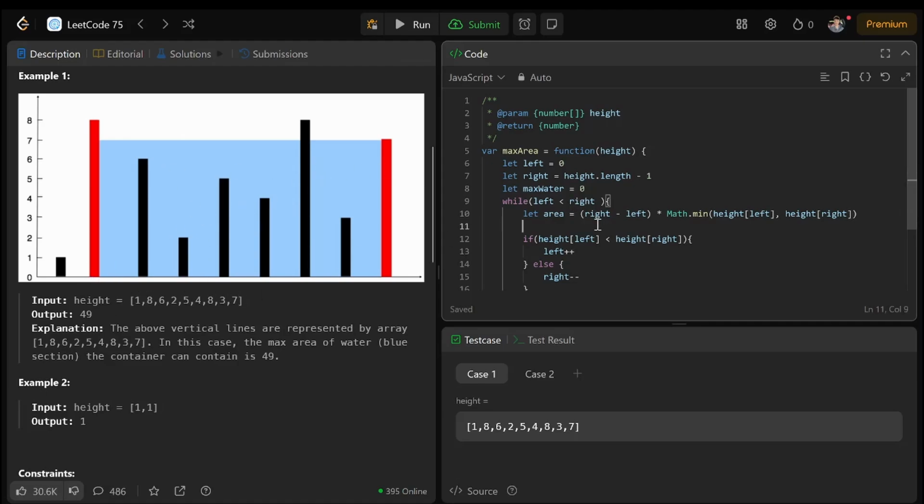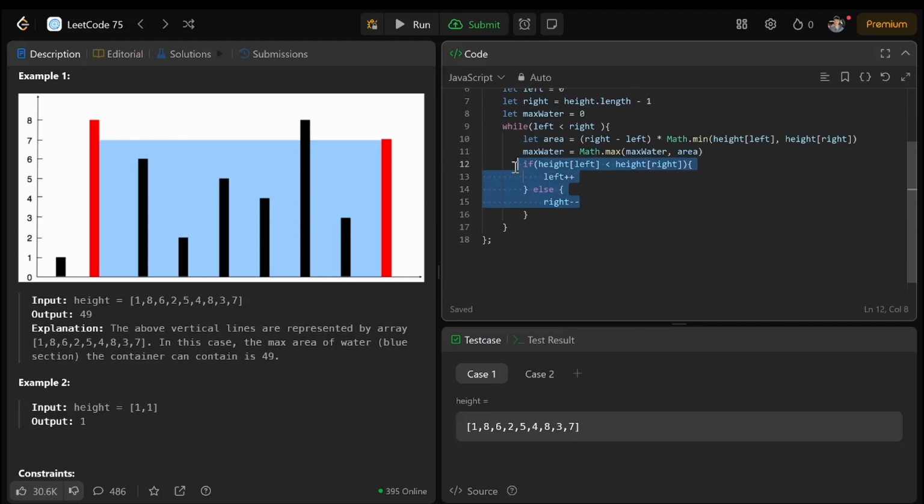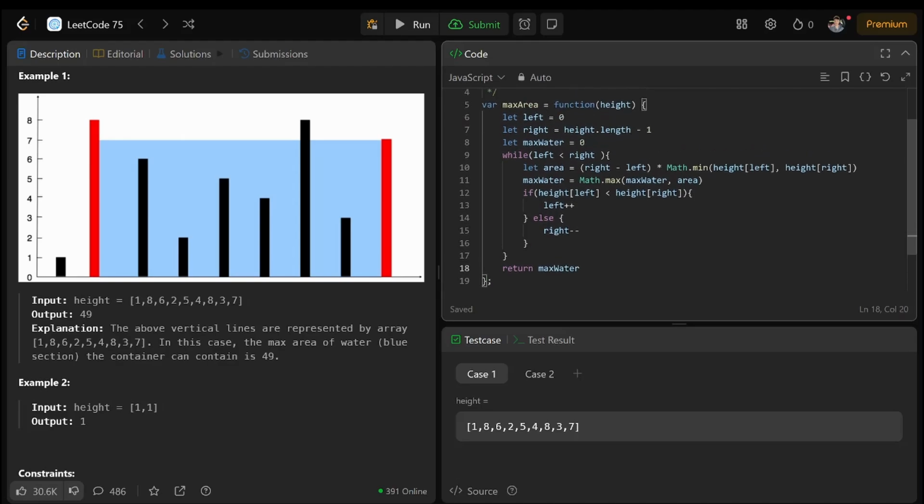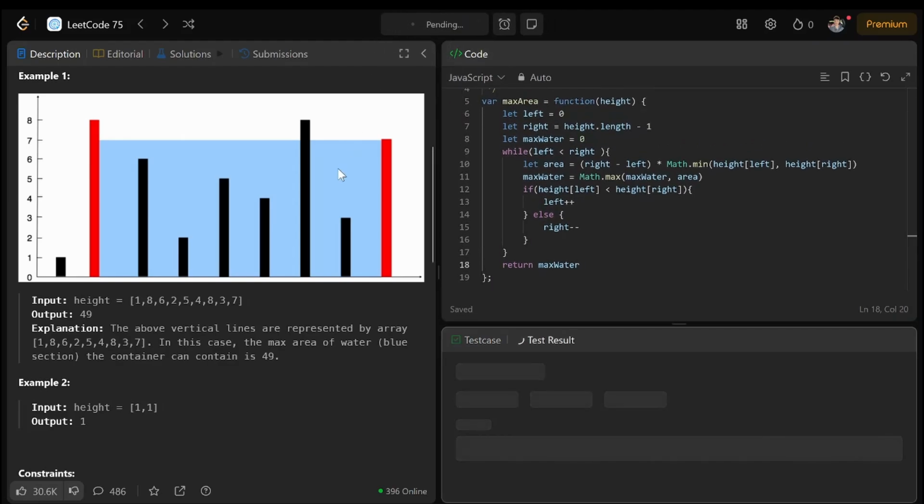And so we want to store the value in max water. So max water is going to be the bigger of the two. So math.max, it's either the current or the area you just calculated. So this is going to be a binary decision, just like this was a binary decision. So we have a bunch of different decisions that we're making here to find the max area.